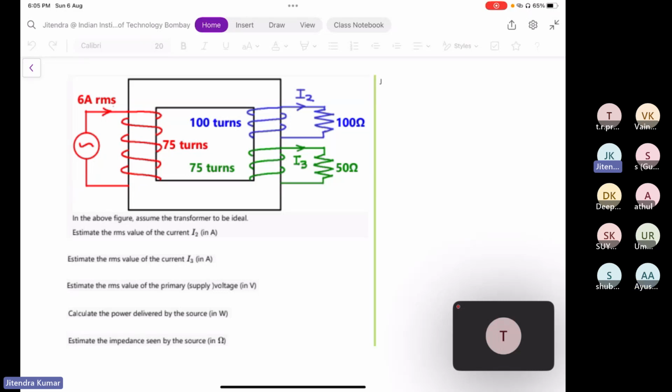So here is the first problem. You can see that two loads are connected on the secondary side of the given transformer. We need to estimate some parameters here. So please look at the question and try to find out how we should proceed to the solution. Okay. So I hope you have gone through the transformers lecture from Professor Bhattacharya.